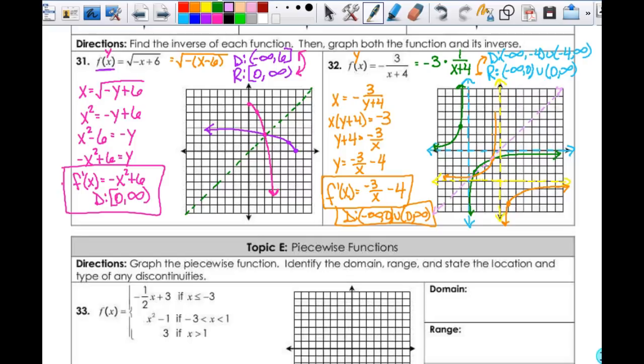A whole lot easier to see that with a bunch of different colors. If you do it all in pencil, which it's okay if you did, it's just going to look like a hot mess of stuff. You might not really be able to see the reflection in that line as well.